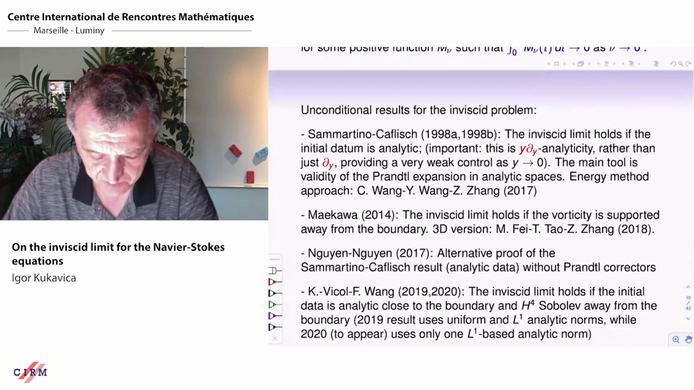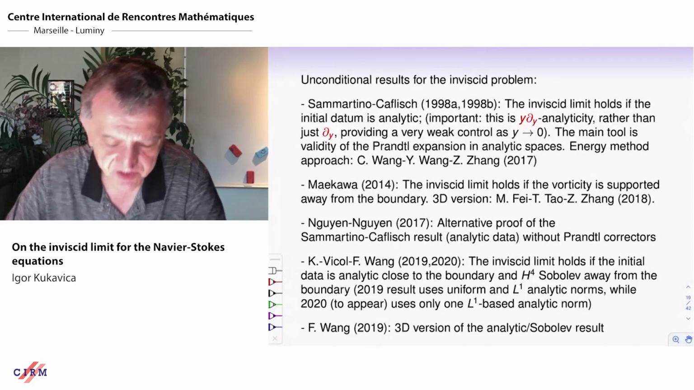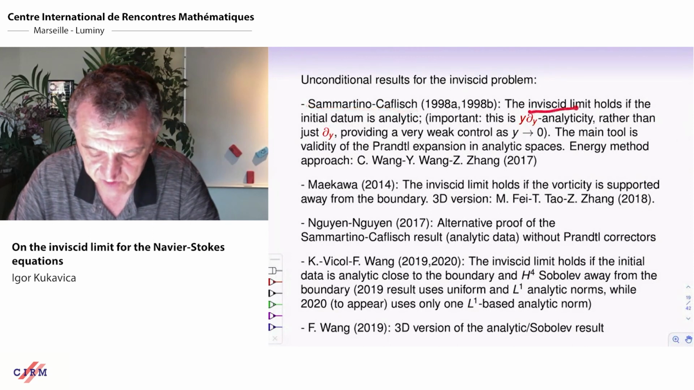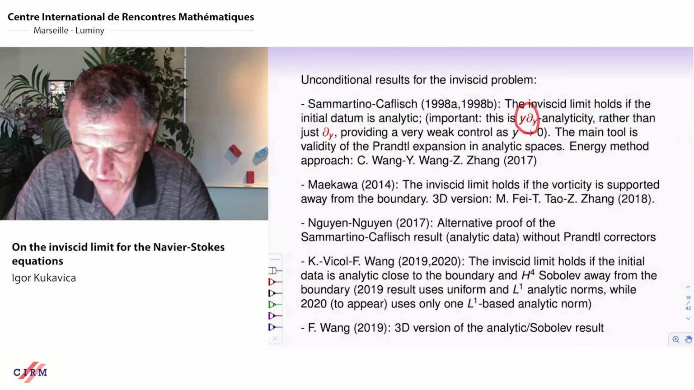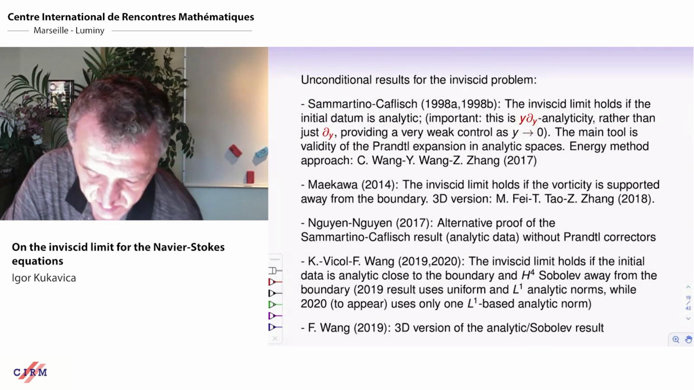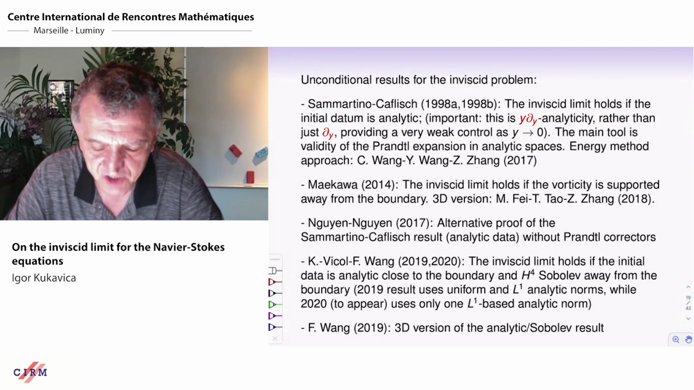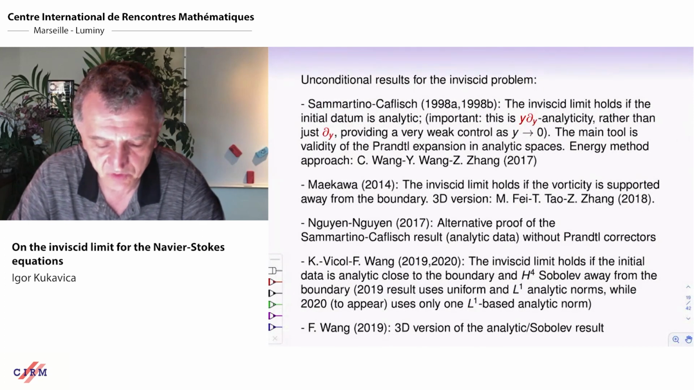But there exists an unconditional result, and I'll give you an overview of this. So Sammartino-Caflisch proved the Inviscid limit holding when the initial data is analytic, and this is YDY analyticity. Uniform analyticity on the boundary seems too much. Clearly, those spaces cannot be used because we cannot expect L-infinity convergence. So we should not use uniform convergence spaces at all in the proof. So one of many ideas they had was to use YDY analyticity.